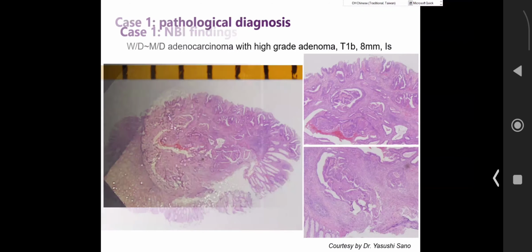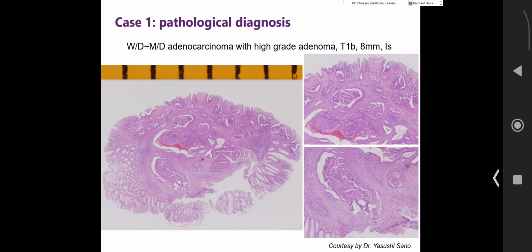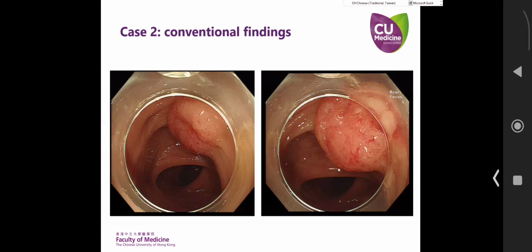In fact, after removal, this is actually a high grade lesion with superficial, actually T1b, cancer. You can see the size is just 8 millimeters, but in fact this is a deep lesion. So it should not be removed simply by cold snare polypectomy. So make sure you examine each polyp, even if it is small, by MBI.